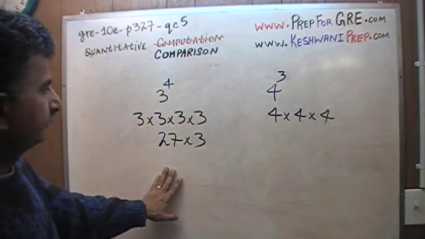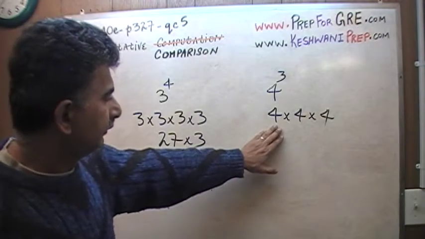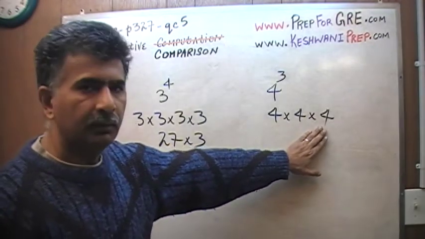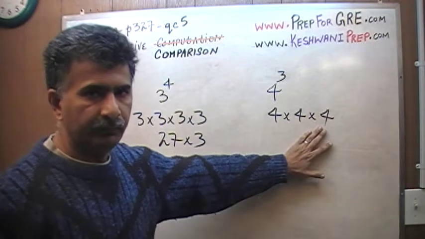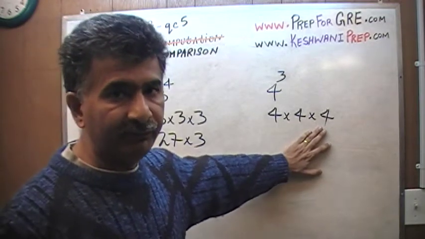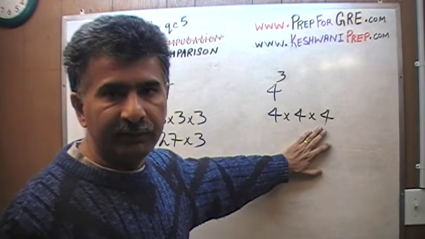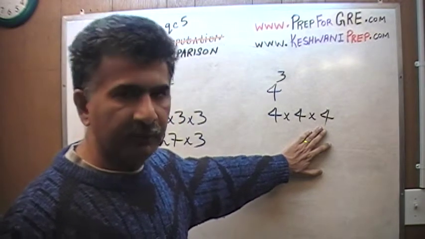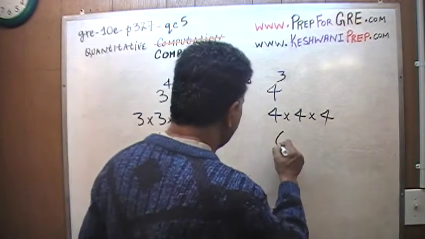27 times 3. And here we have 4 times 4 is 16, 16 times 4, well I know 15 times 4 is 60, because double of 15 is 30 and double of 30 is 60, so 15 times 4 is 60, plus another 4, so that's 64.